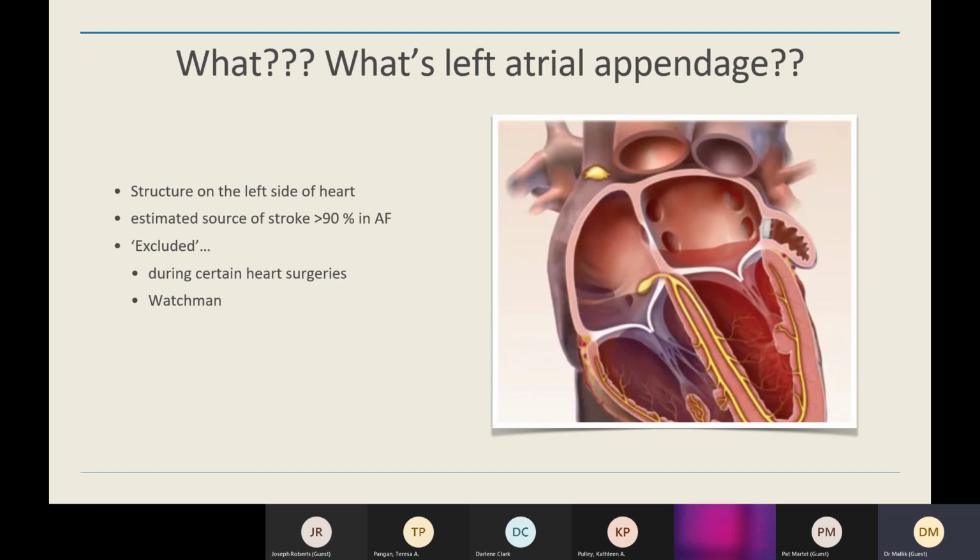This picture on your screen is basically a cutout, where the front portion has been removed from this model. This is the right upper chamber, left upper chamber, right lower chamber, and left lower chamber. And this little pouch that's attached to the left upper chamber is the appendage. It's estimated that in more than 90% of strokes that happen in atrial fibrillation, the blood clot forms within this appendage, goes up to the brain, and causes a stroke.